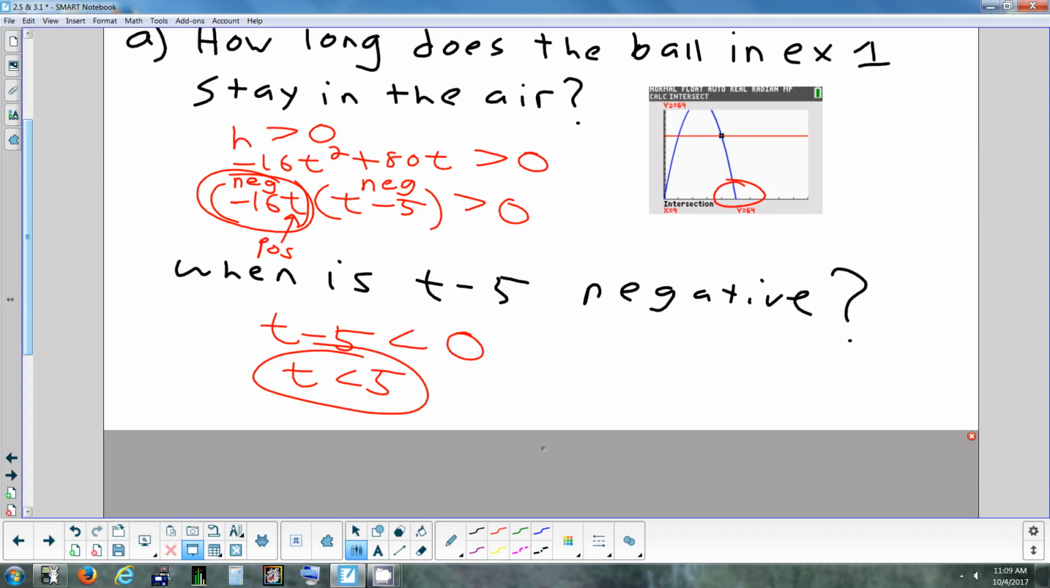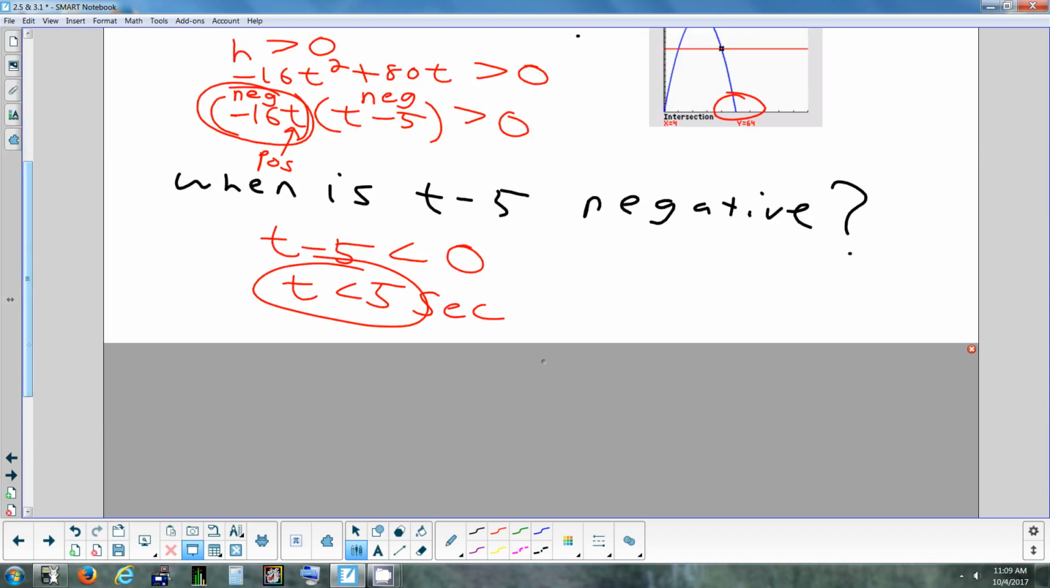Less than 5 seconds. So technically it's in the air like 4.99999 seconds. When you hit 5 seconds, what happens? It's at 0, which means technically it's back on the ground. But if you said the ball is in the air 5 seconds, that would be okay. But technically it's just under 5 seconds. Okay. So, any questions on that?